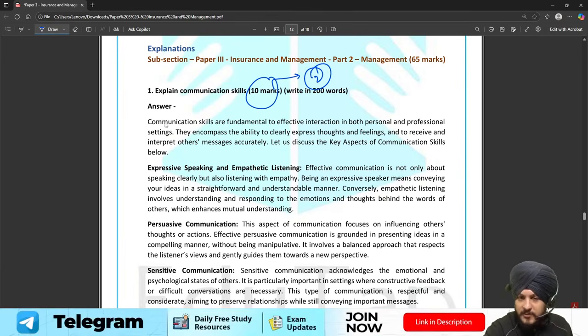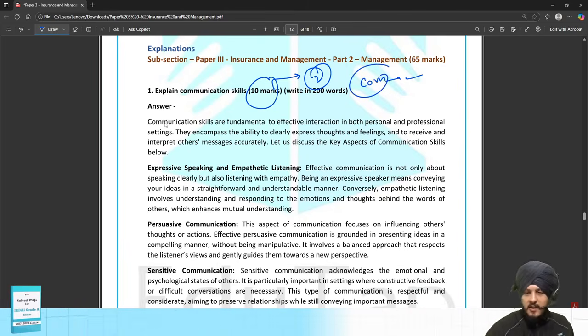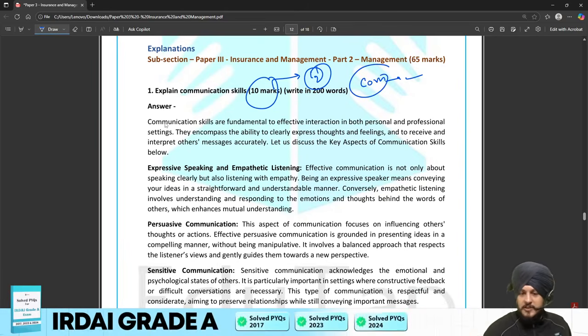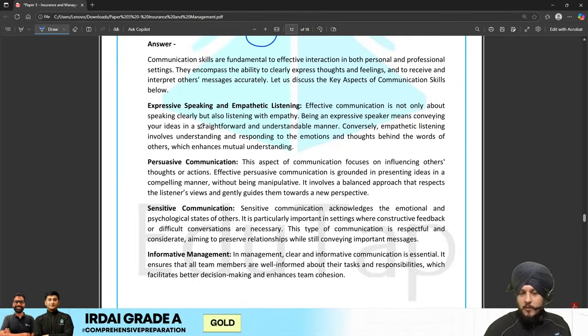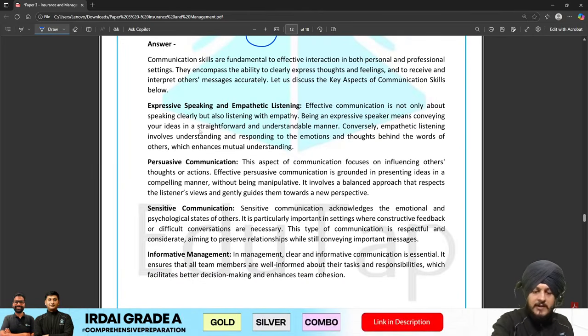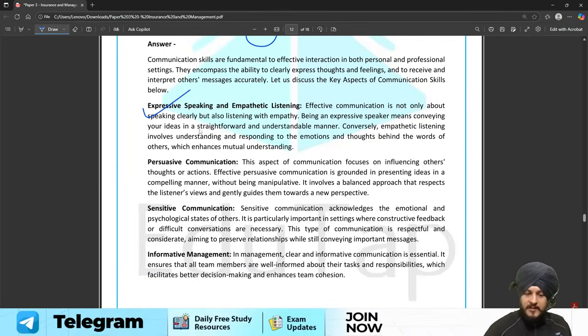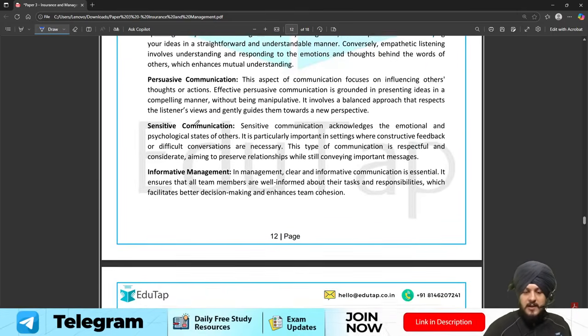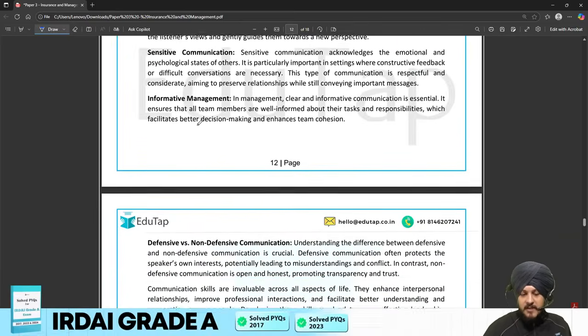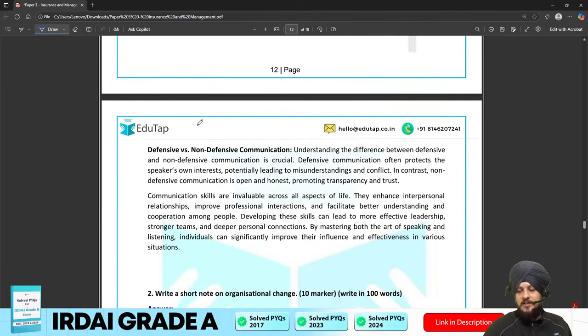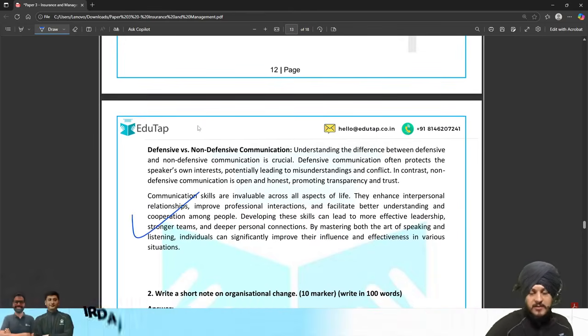What you have to write: firstly you will have to explain what you mean by communication skill. You will define it, right? Of course, you will write some standard definition with respect to communication skill, whatever you have studied. After that, you can talk about the different aspects of communication skill, that is, what it includes. It includes expressive speaking, persuasive communication, and sensitive communication also. Then information management, then defensive versus non-defensive communication. These are the different aspects that you should have covered, and then you could have written the answer.